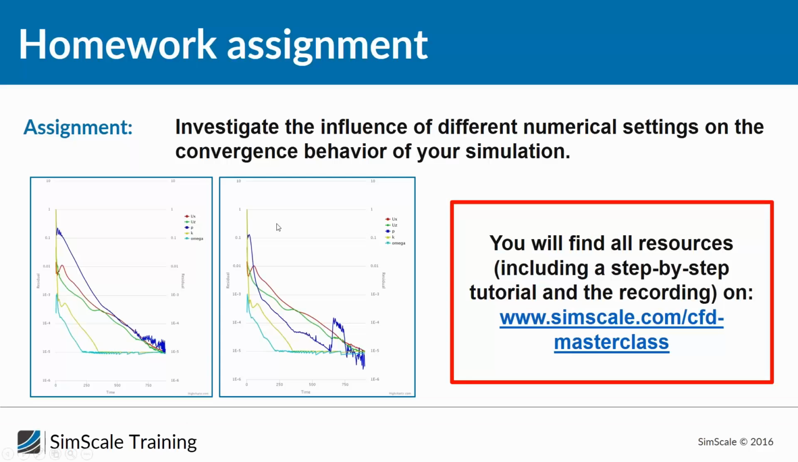Okay guys, your homework will be to investigate the influence of different numerical settings on convergence behavior of a simulation yourself. This is, for example, the compared convergence graph for different relaxation levels. And from tomorrow, you will find a step-by-step tutorial on our website. I will send also an email to you. This step-by-step tutorial includes the mesh and the instruction how to set up the simulation, what to modify. And you have 1 week time to submit this homework.